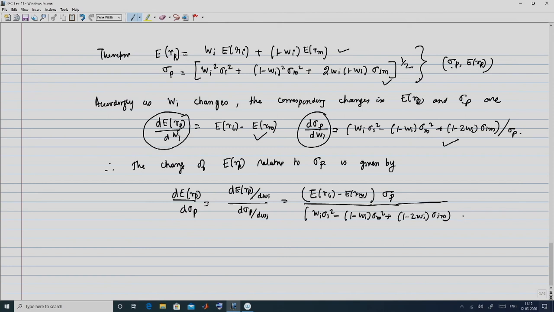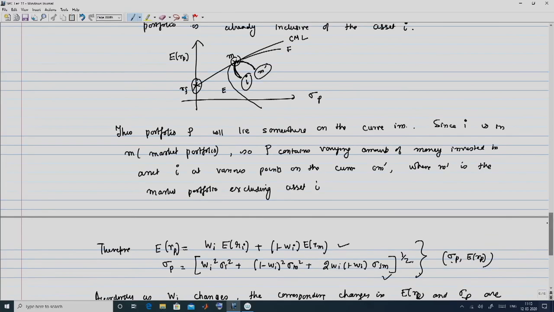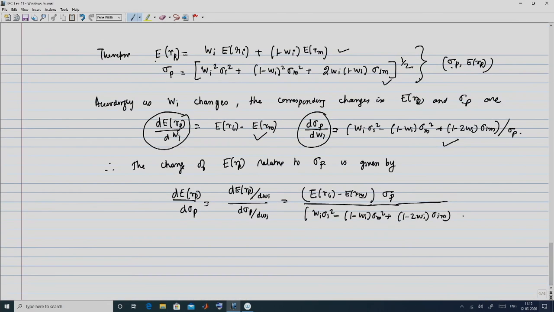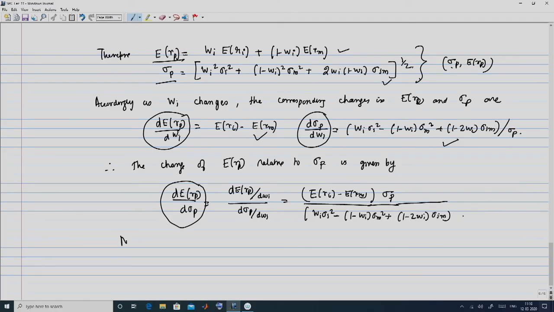Now, the curve IM prime that I have here will be represented by this ERP and sigma RP. Accordingly, this expression, that is the change of the expected return vis-a-vis the risk as given by the standard deviation, what is this going to represent? This is going to represent the slope of the curve IM prime. So according to this, we can write that this expression here is the slope of IM prime.